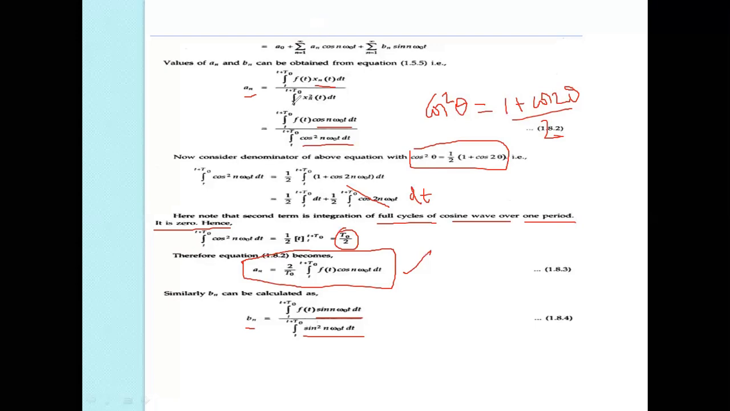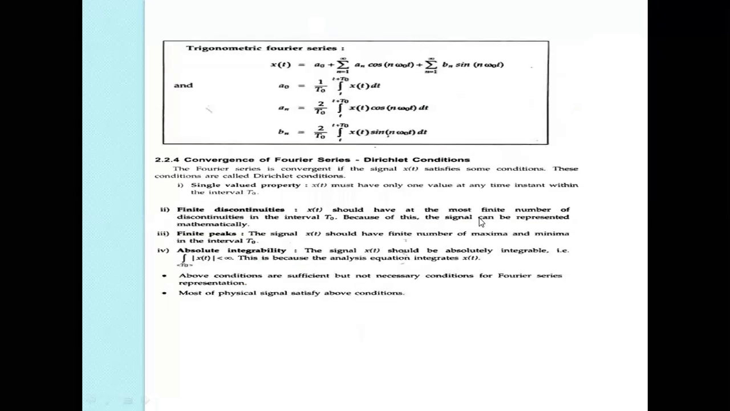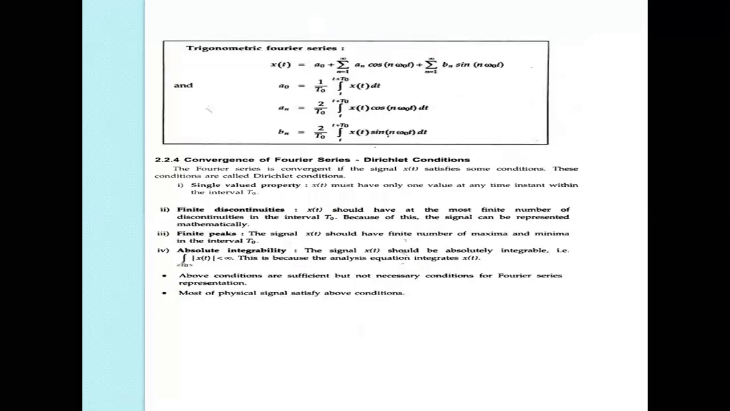That is the an function. Okay. And similarly, the bn is calculated. The bn is equal to, instead of the cosine function, you use the sine here and simplify the trigonometric function in the denominator, integral t to t plus t naught sine square n omega naught t dt. What is the sine square n omega naught t? 1 minus cos 2 theta by 2.